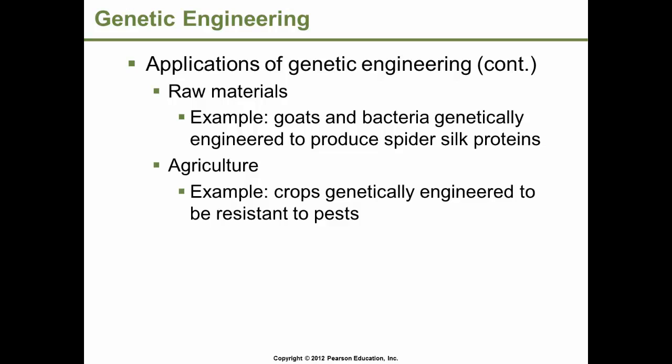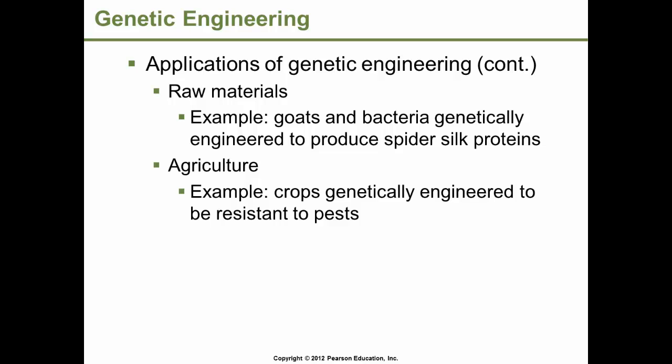Applications of genetic engineering. The raw materials, goats and bacteria, are genetically engineered to produce spider silk proteins. Spider silk is 5 times stronger than steel, yet still lightweight. Applications for this could be in bulletproof clothing, thinner surgical thread, stronger yet lighter weight racing cars and aircraft.